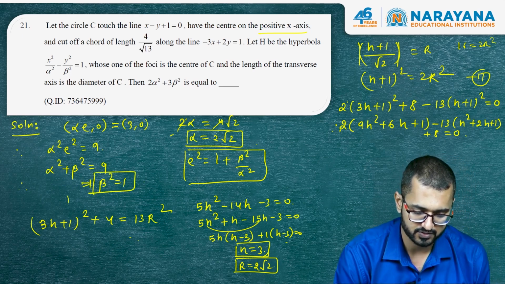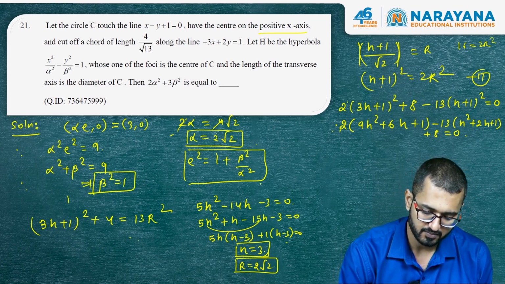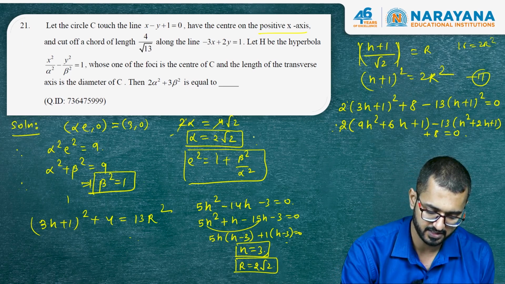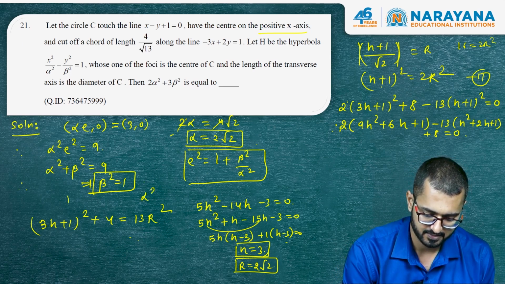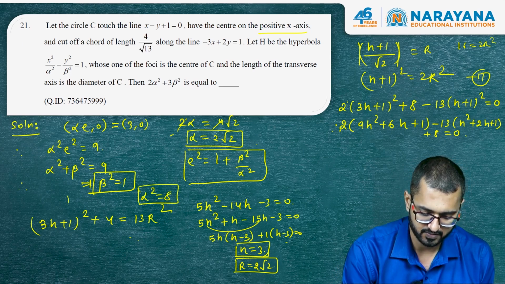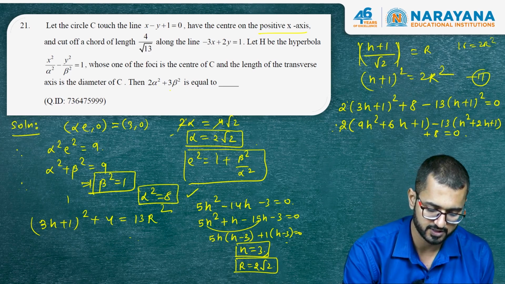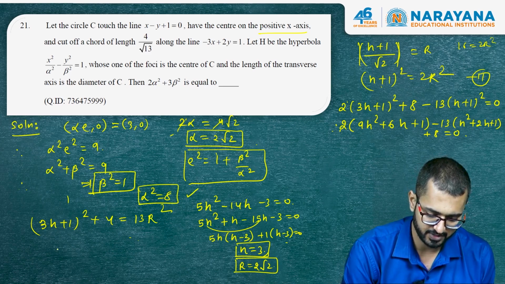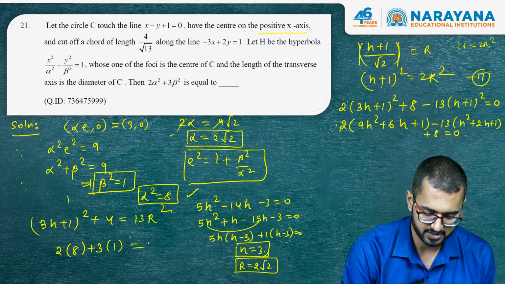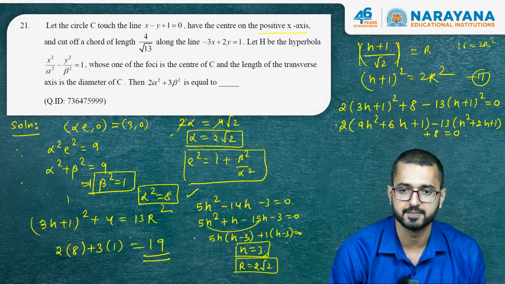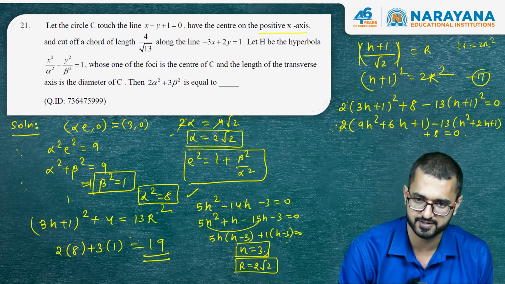So we got now α² + β². So α² is basically 8, and β² is 1. So let's plug in the values here. This will give me 2 times 8 plus 3 times 1. So 16 plus 3 will give me 19. So 19 would be the correct answer for this.